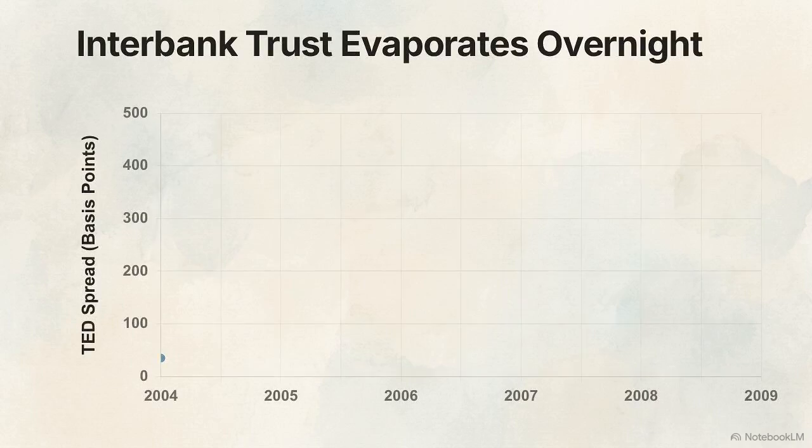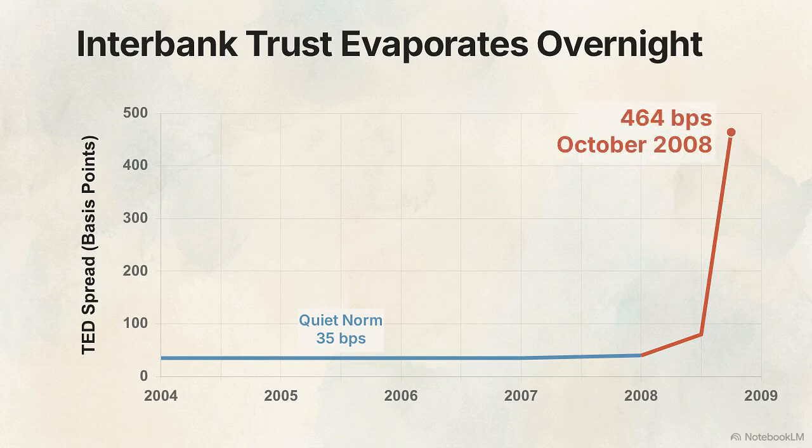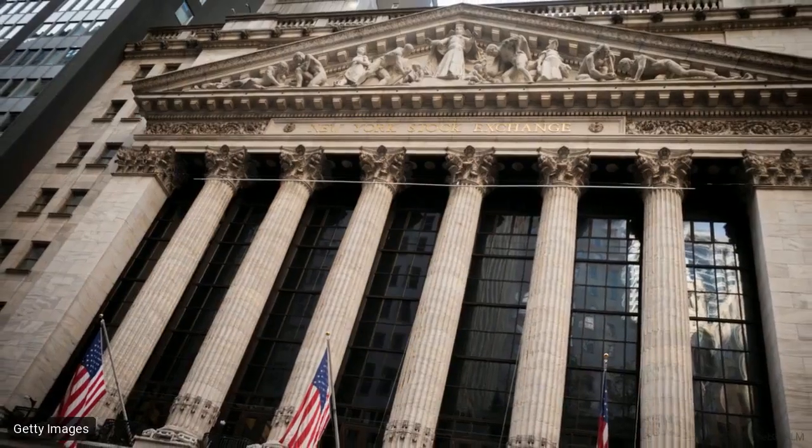This chart plots the TED spread, a metric tracking the perceived risk of banks lending to each other. For years, it hovered at a quiet 35 basis points. Then, in October 2008, it spiked to 464 basis points. The interbank lending system had frozen solid.